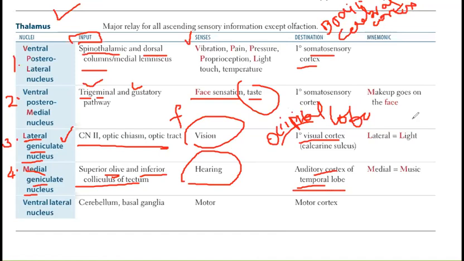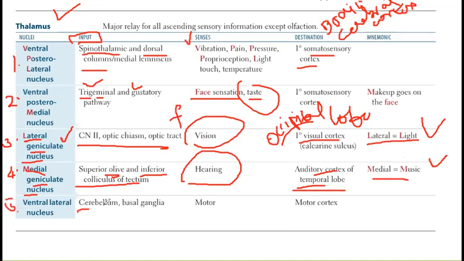They have given such nice mnemonics. There is lateral geniculate and medial geniculate. Lateral is light and medial is music. So you can remember which one is for visual and which one is for hearing. And then you have number 5, the ventral lateral nucleus.